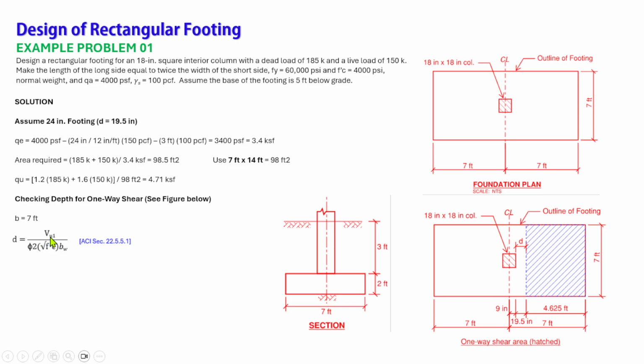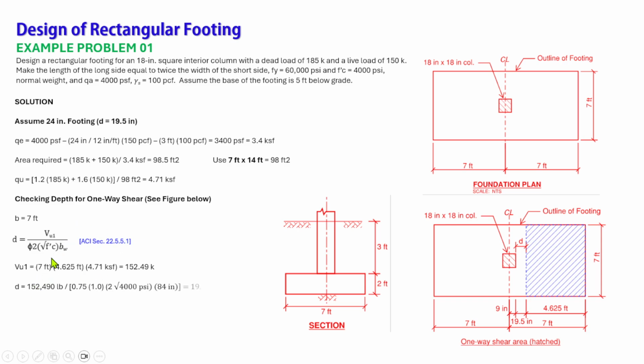So that is Vu divided by phi times 2 square root of f'c times the width of the footing. So we have to determine first the shear force Vu, that is 7 times 4.625 times the pressure. Actually, this 4.625 is taken from 7 feet minus the 19.5, because the shear is taken at distance d from the face of the column. So we have here the depth.